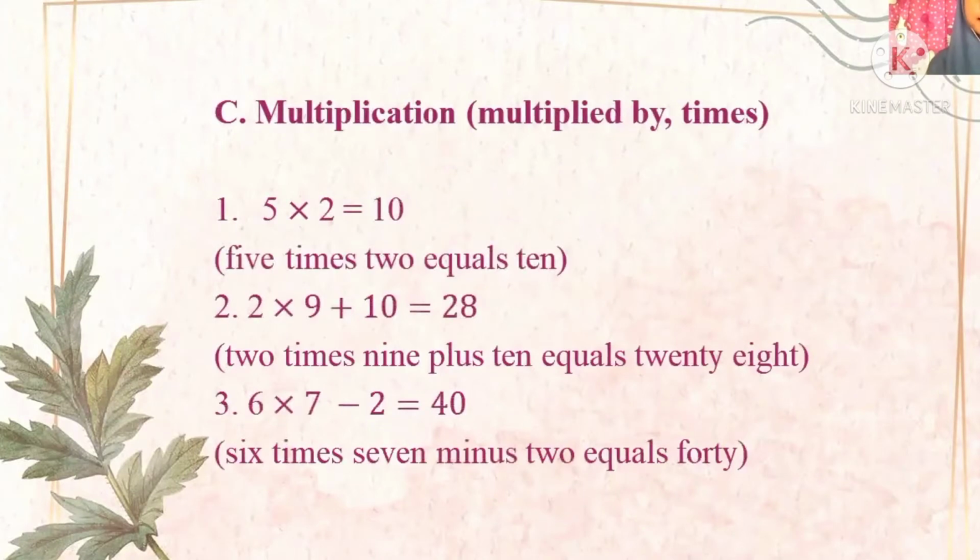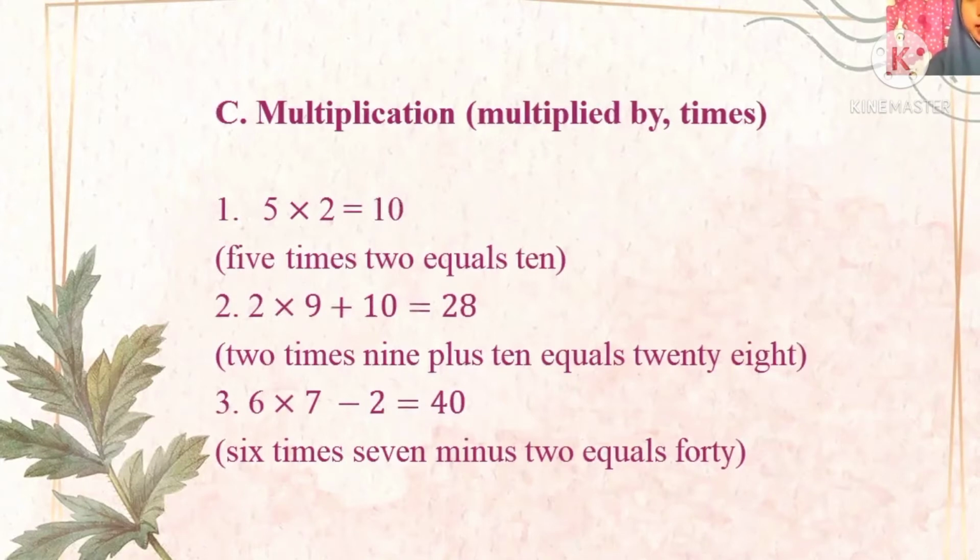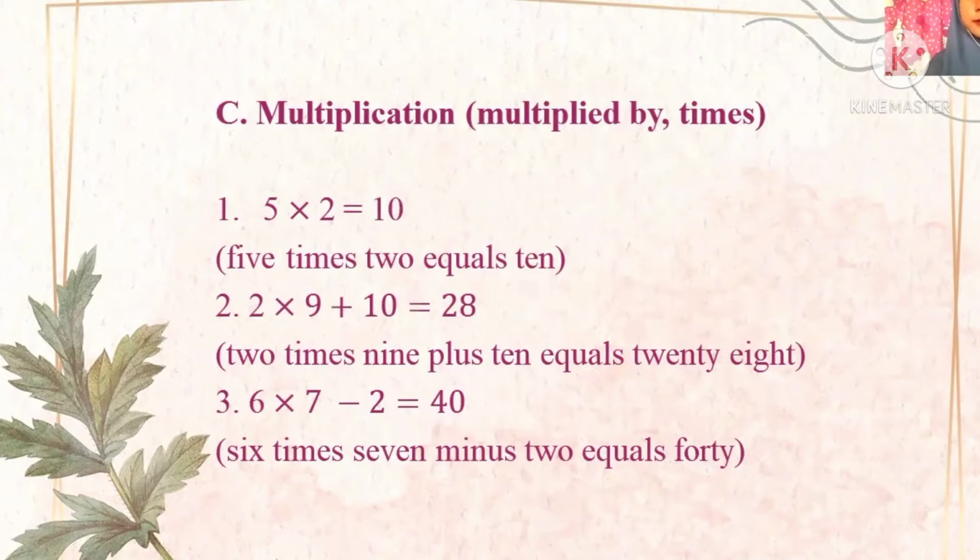Multiplication. Read, multiplied by or times. For example, 5 times 2 equals 10. 2 times 9 plus 10 equals 28. 6 times 7 minus 2 equals 40.